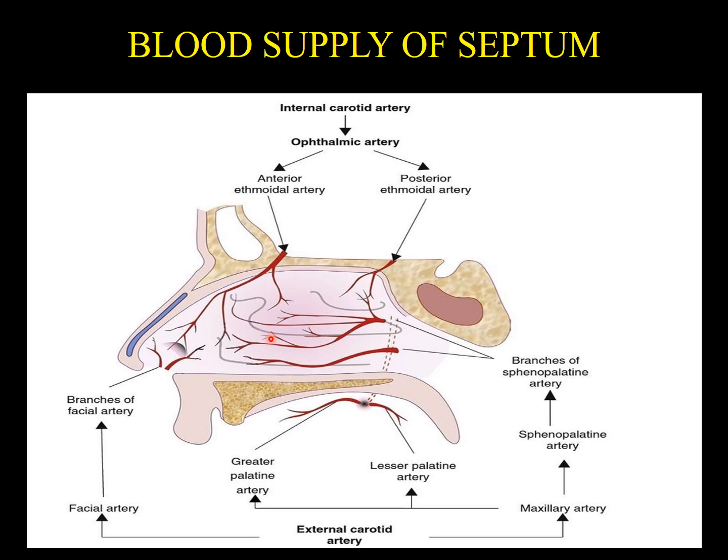However, there is a very important plexus which is formed in the anteroinferior part of the nasal septum, which is known as Little's area. Four vessels anastomose in this area, which include the anterior ethmoidal, branches of the sphenopalatine, greater palatine, and the facial artery. So this area is very important, from where much of the bleeding occurs.